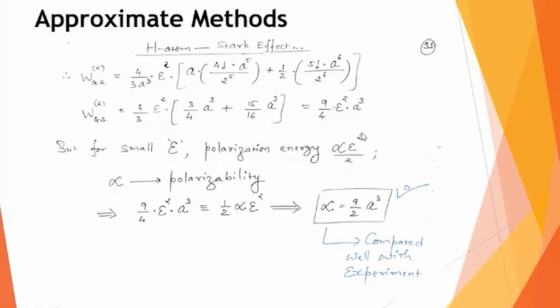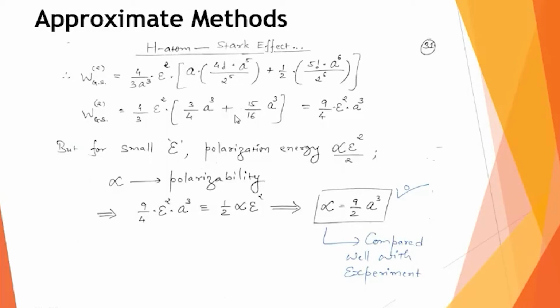Correct? So this half alpha E square is the polarization energy. But of course, this equation is true only when the applied electric field is small. And don't forget, the very basic concept of perturbation theory is that the external agency, in the case of the Stark effect the electric field, should be small. That is how we can do these calculations.